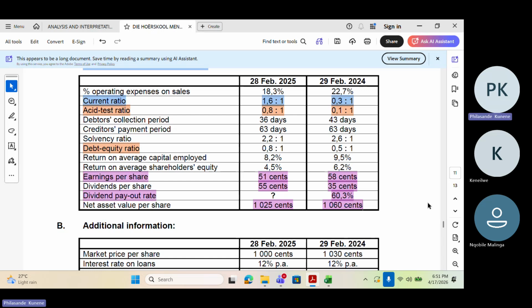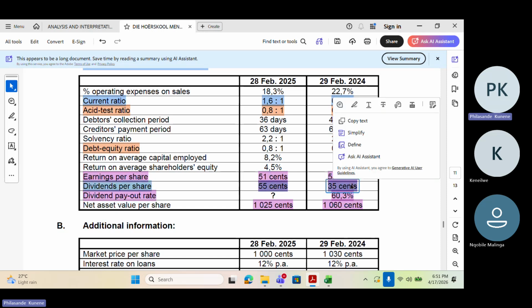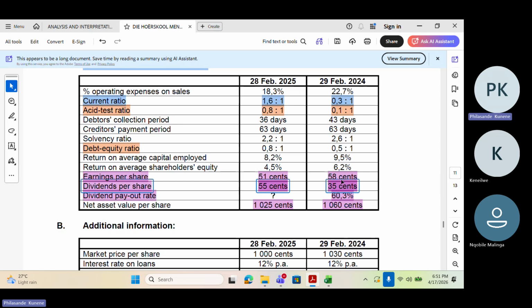Next year, they will not come unless they are motivated by this, unless they are motivated by this dividends per share. You see this dividends per share? Obviously, this one is good for shareholders. This dividends per share is good for shareholders. They will be happy, right?